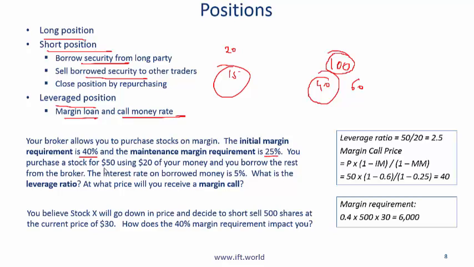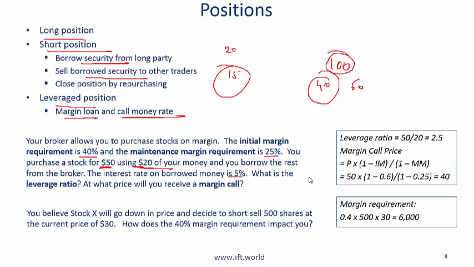You purchase a stock for 50 using 20 of your own money and borrow the rest. So this initial margin requirement of 40% means that you need to put in at least 40% of your money. If you want, you can put in more. And that's what you've done here. You've put in 40% of your money, so you've put in 20, and you have borrowed the rest, so you borrowed 30. The interest rate on borrowed money is 5%.